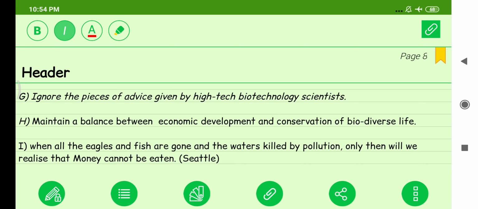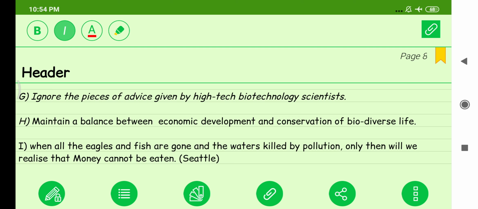Next point is maintain a balance between economic development and conservation of biodiverse life. It doesn't mean that you have to save biodiversity, you have to preserve biodiversity, that you don't have to cut any tree, you don't have to eat any vegetable, you don't have to eat meat. And that is what these two writers say. No, no, you have to maintain a balance between economic development and preservation of biodiversity.